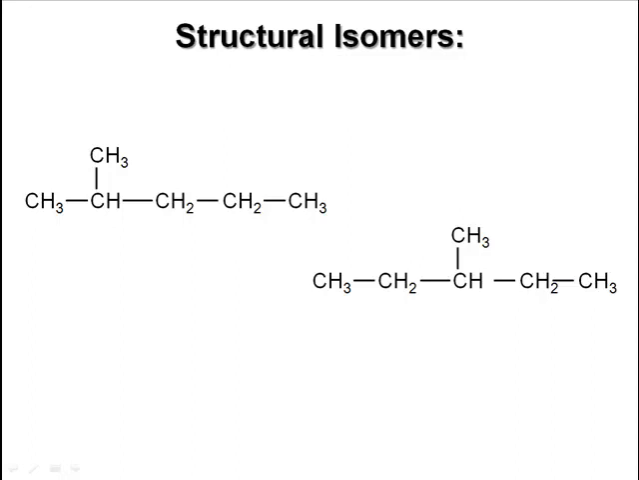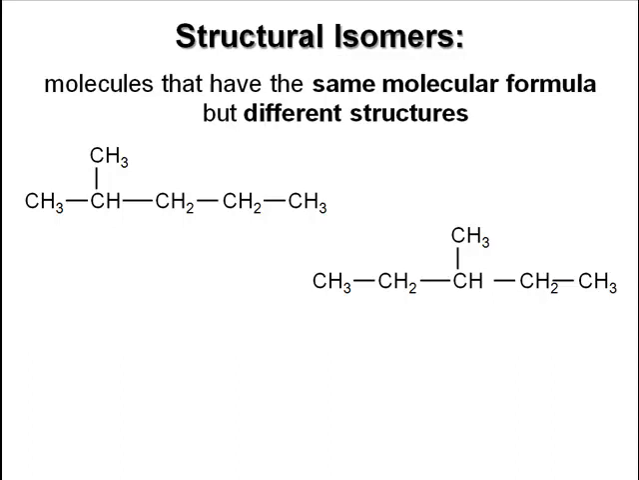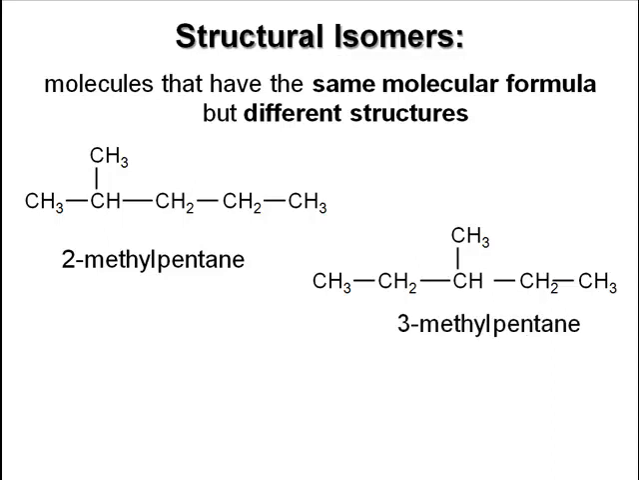These two molecules here have the same number of carbons and the same number of hydrogens, but they have different structures. These are called structural isomers because they have different structures even though they have the same molecular formula. This one here is known as 2-methylpentane. This one here is known as 3-methylpentane. Same number of carbons, same number of hydrogens, but the methyl group is located at a different place.